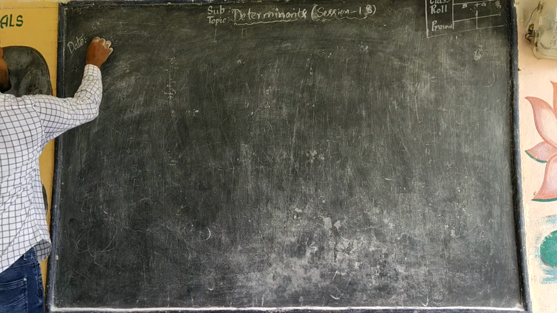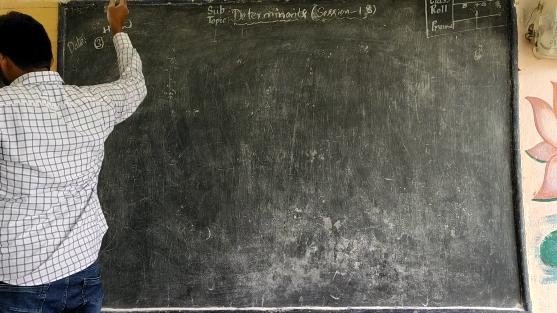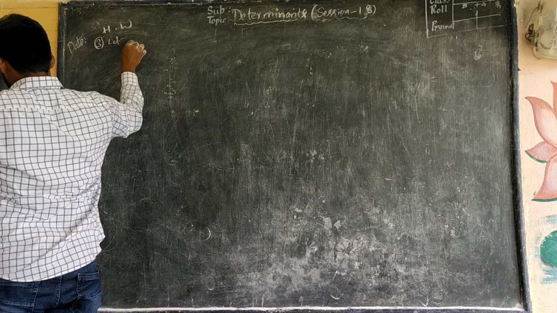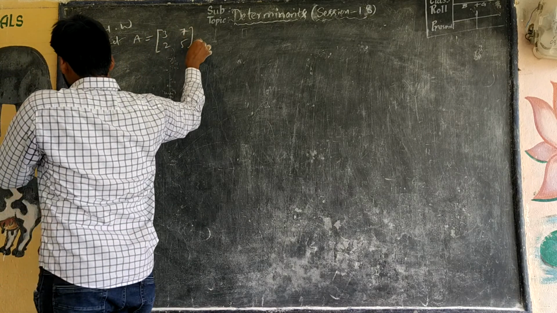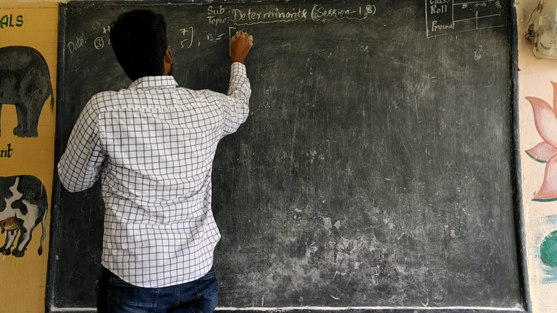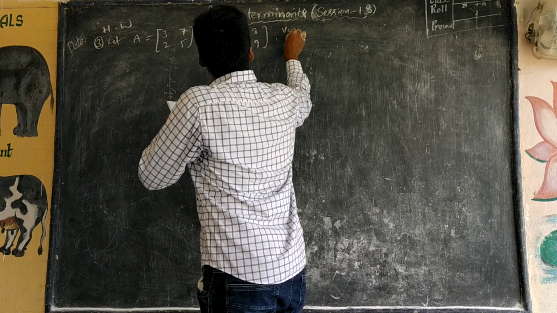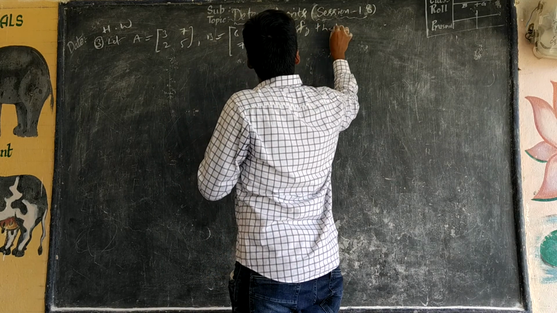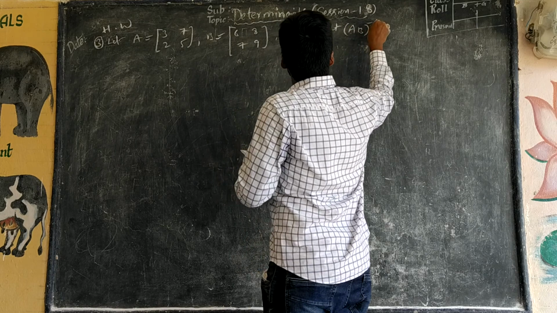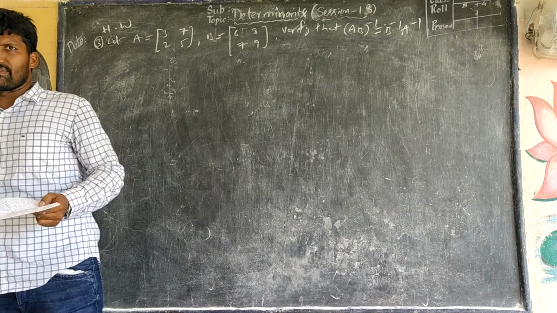Same model homework. Let A equal to [3 7; 2 5], B equal to [6 8; 7 9]. Verify that (AB) inverse equals B inverse into A inverse. Like the same model as the previous question.